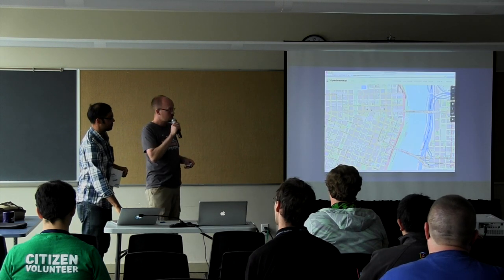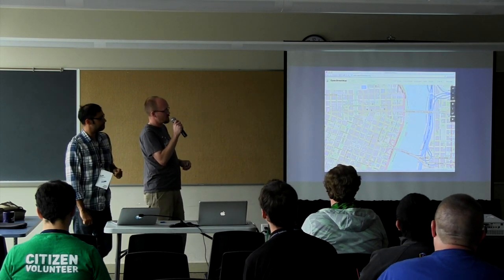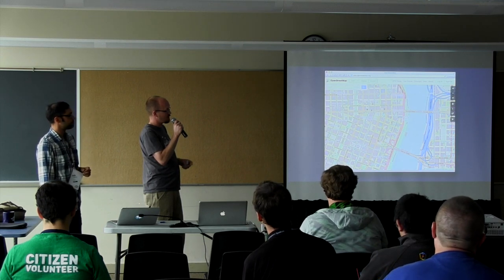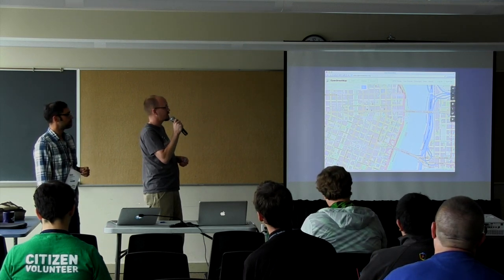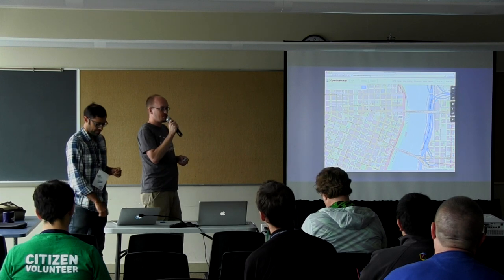So, yeah, speaking to the point of data, when you go to openstreetmap.org, which is the organization website, you basically see a map that looks like this. This is downtown Portland. It's a pretty busy map visually.